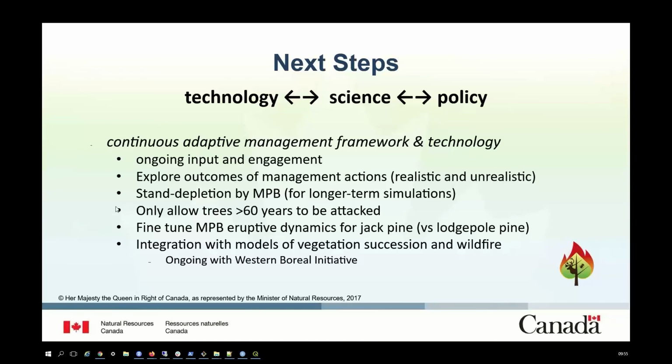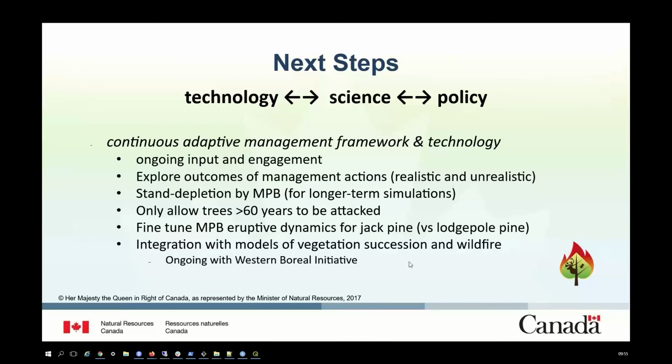We allowed all of the trees on the landscape to be attacked, all of the stands to be attacked, but of course, really only stands that are more than about 60 years old are the most susceptible to pine beetle attack. And there are some other tweaks that we can make as we get new data, in particular, fine-tuning some of those parameters around the jack pine eruptive dynamics. Because the model right now treats jack pine and lodgepole pine very similarly, but there might be some additional piece of the biology, of the ecological puzzle, that we haven't fully captured that might be relevant for this model.